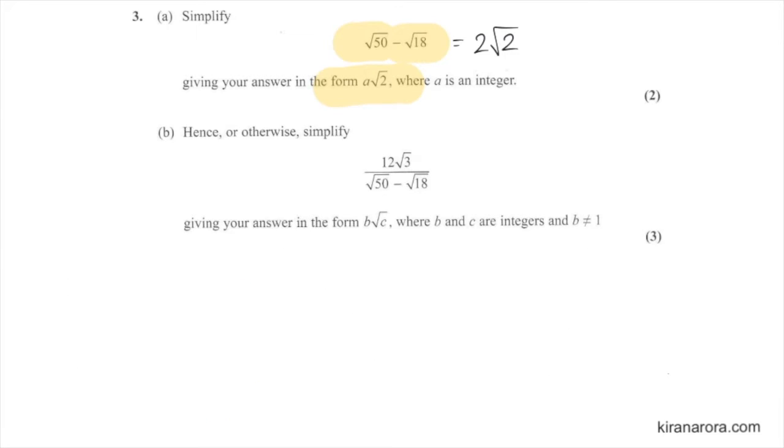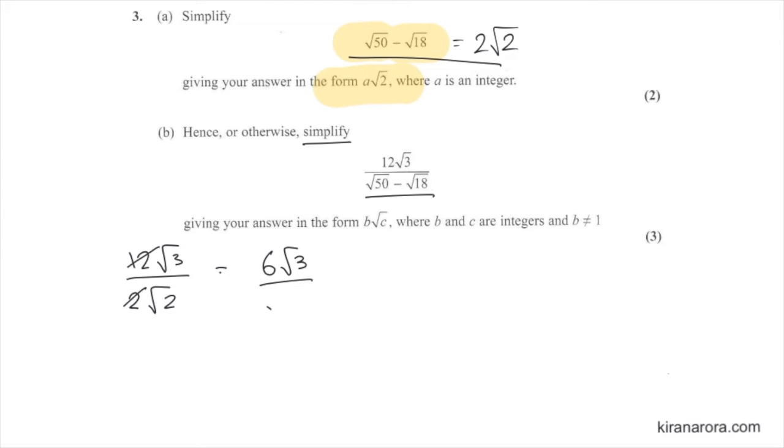Looking at part B, it says hence or otherwise, simplify 12 root 3 over the expression that we had in part A. We already know the expression for part A is 2 root 2. So that fraction can be written as 12 root 3 all over 2 root 2, and we're asked to simplify it. Before we do anything else, we can cancel the 12 and the 2, so we're left with 6 root 3 all over root 2.